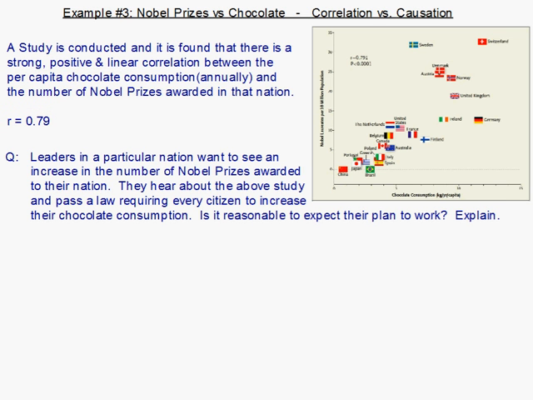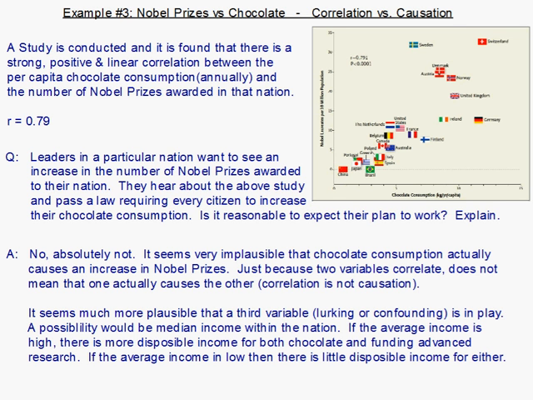So here's a question. Leaders in a particular nation want to see an increase in the number of Nobel Prizes awarded to their nation. They hear about the above study and pass a law requiring every citizen to increase their chocolate consumption. Is it reasonable to expect their plan to work? Please explain. Well, the answer to that, of course, is no, absolutely not.